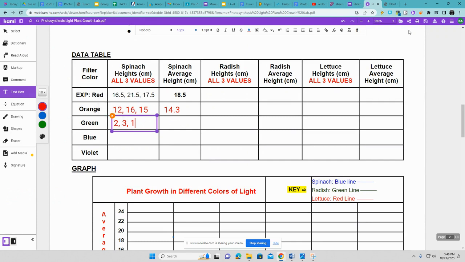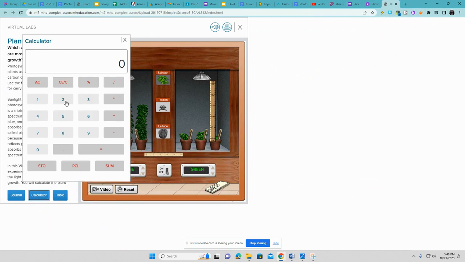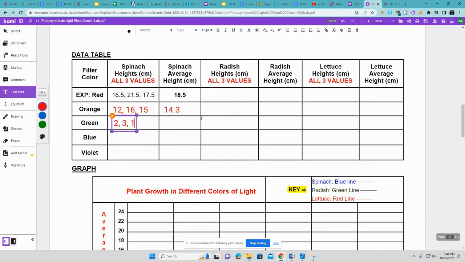I have to find the average. 2 plus 3 plus 1 divided by 3. Calculator again. 2 plus 3 plus 1. Oh, I screwed up. Try that again. 2 plus 3 plus 1 divided by 3 equals 2. All right, so the average is 2. Now you still have to do blue and violet.